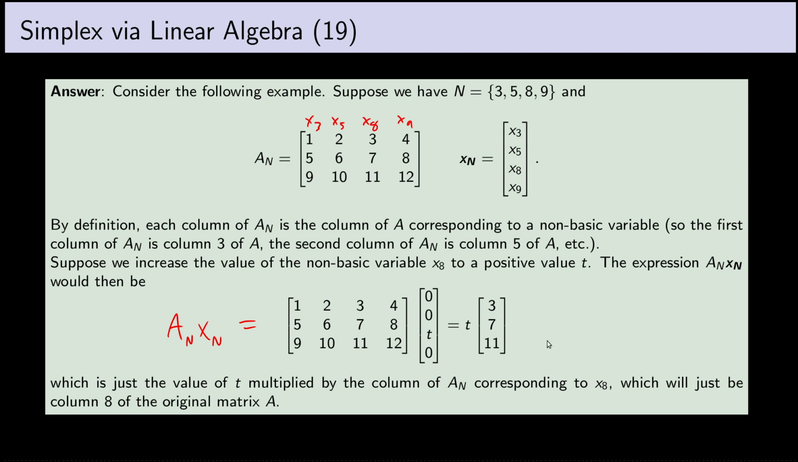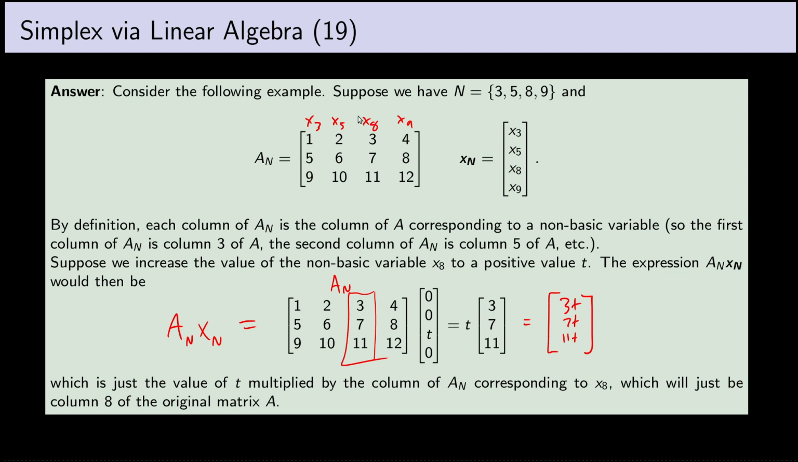I know that if I set only one non-basic variable to a value t, then every other non-basic variable is just going to equal 0. So the product AN xN will be the matrix AN multiplied by this vector where only one element is non-zero. If you run through this matrix multiplication, you can verify that the result is 3 times t, 7 times t, 11 times t. I like to pull out the t so it's more obvious that what I end up with is just the column of AN that went with my non-basic variable.